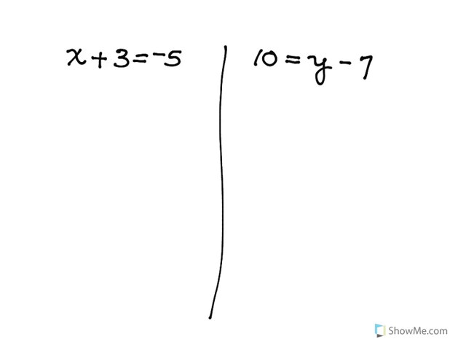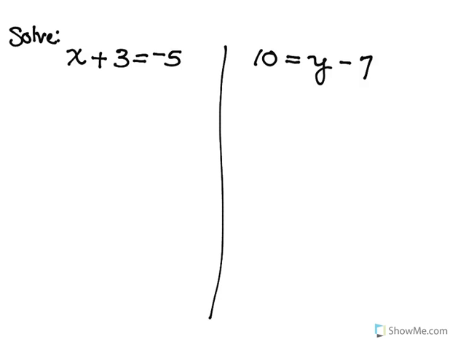Okay, so we are going to solve these equations here. So we're going to start with this first one: x plus 3 equals negative 5. So when we are solving, the goal is to isolate the variable on one side of the equal sign.